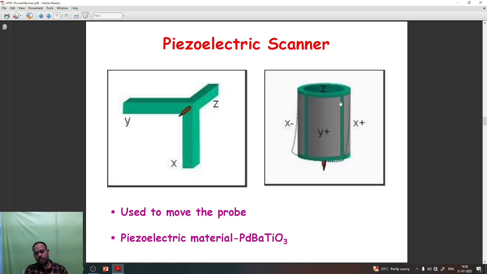So this is a piezoelectric scanner. In one particular axis it will be moving, and the rastering will be through the other two axes, X and Y. These piezoelectric scanners are used to move the cantilever tip. One example of a piezoelectric material is lead barium titanium oxide. So the piezoelectric scanner or material is made up of lead barium titanium oxide.